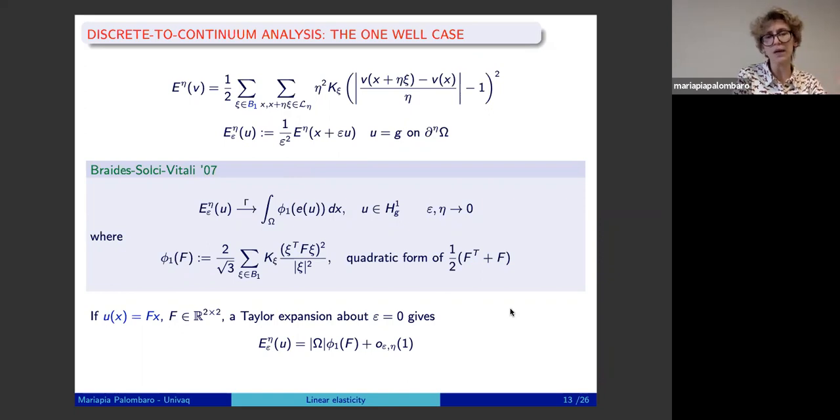And this can always be done also in our more general setting. The way we identify the density is in this way. So we first perform a formal computation by Taylor expanding, and then we prove a rigorous result. Okay, so this was the first derivation of linear elasticity from a discrete energy minimized on a single well, with the non-interpenetration assumption. So the determinant is positive.